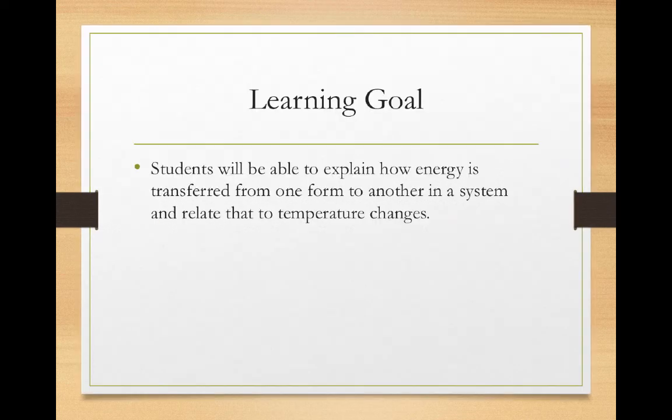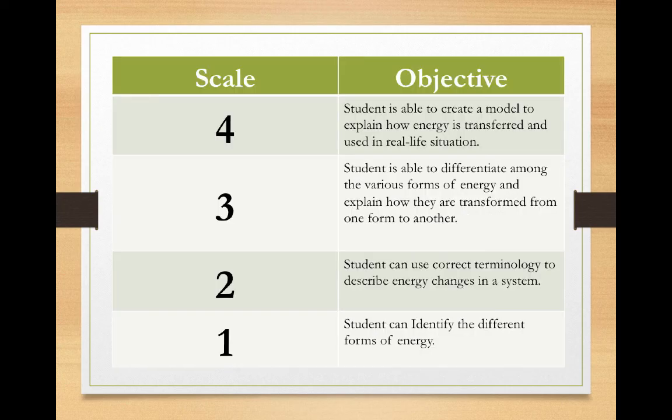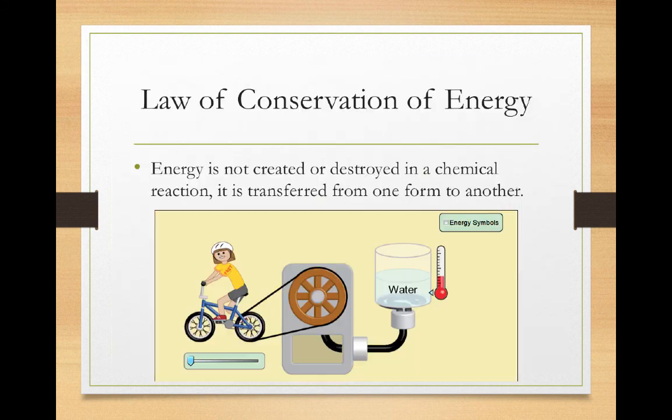The overall learning goal for this unit, students will be able to explain how energy is transferred from one form to another in a system and relate that to temperature changes. Our first section, I guess we'll call it, the learning goal is going to be to differentiate among the different forms of energy. And then we're going to be able to use that information to explain how it goes from one form to another. Not necessarily the mechanism, but the method. So the fact that I can start off with a chemical reaction and somehow end up with thermal energy. How does that process go about?